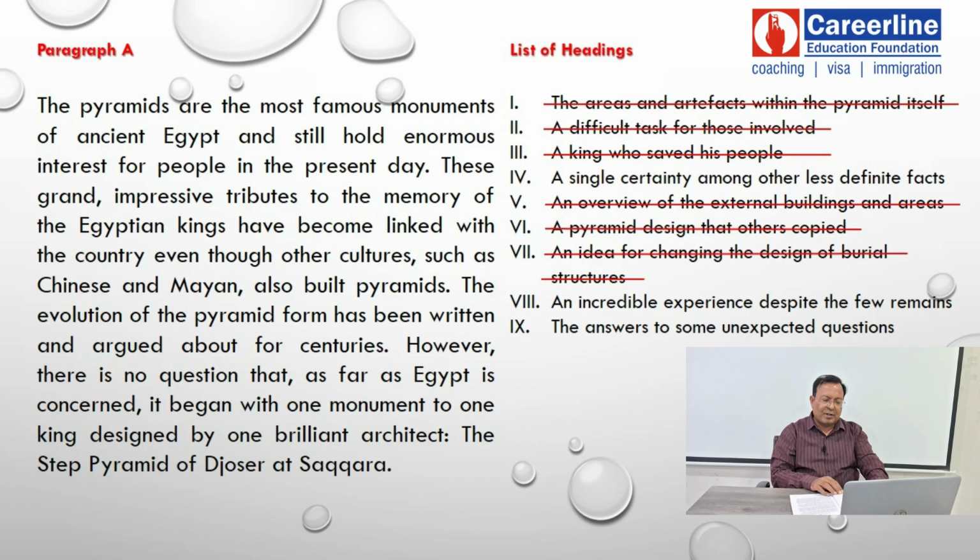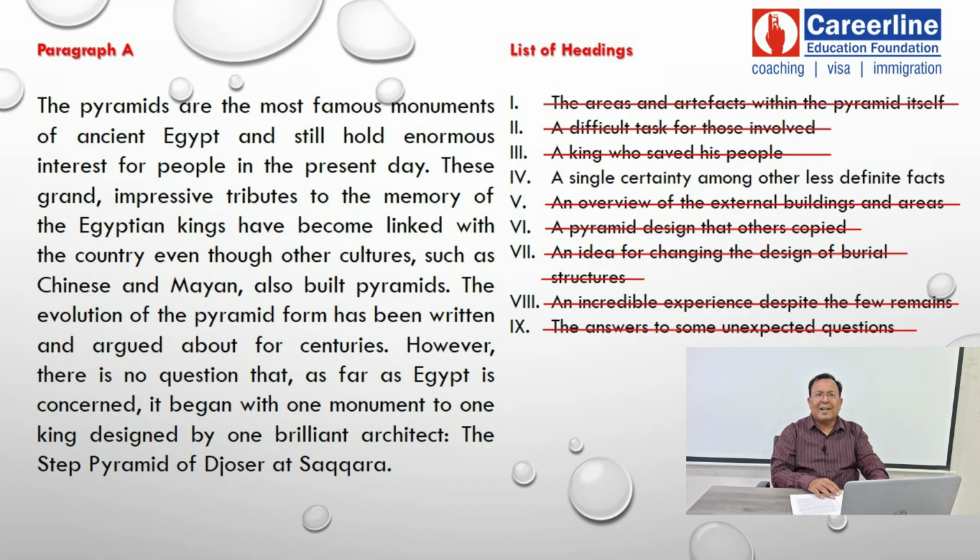Looking at the eighth option, an incredible experience despite few remains. There is nothing mentioned about experience and nothing mentioned about the remains in the pyramid. So this option is also obviously wrong. And looking at the ninth option, it says the answer to some unexpected questions. No questions and no answers were mentioned over here. So this is also a wrong option.